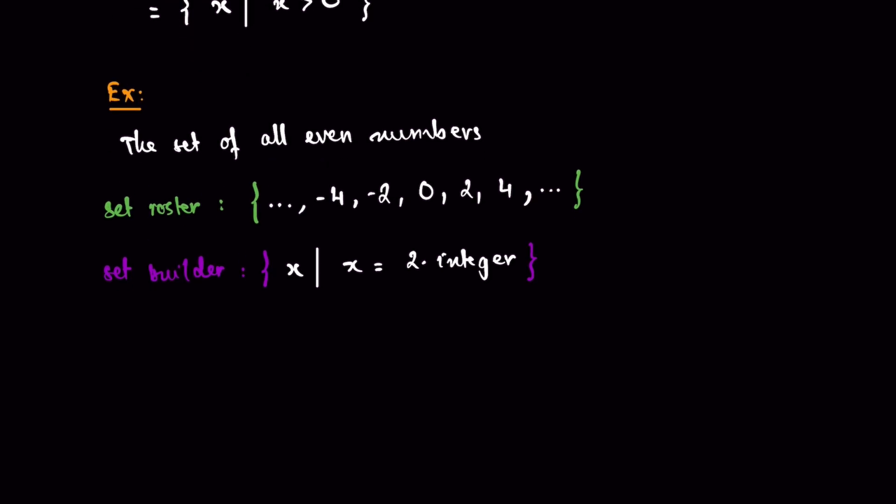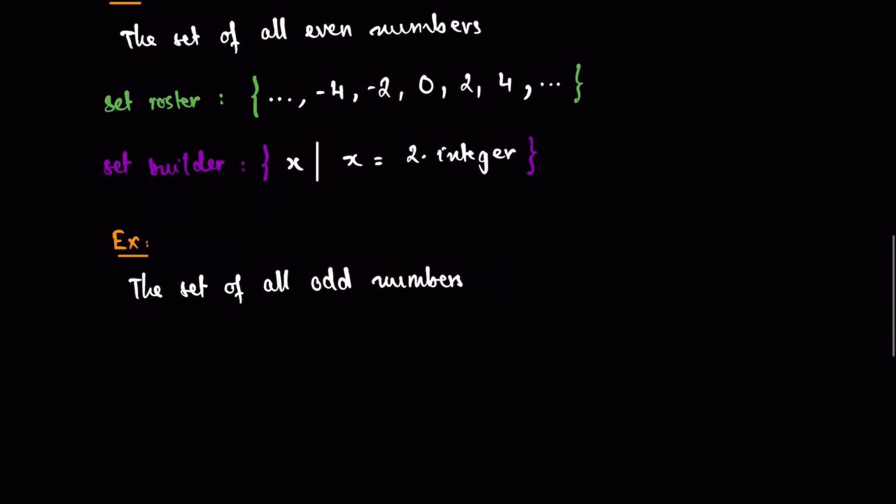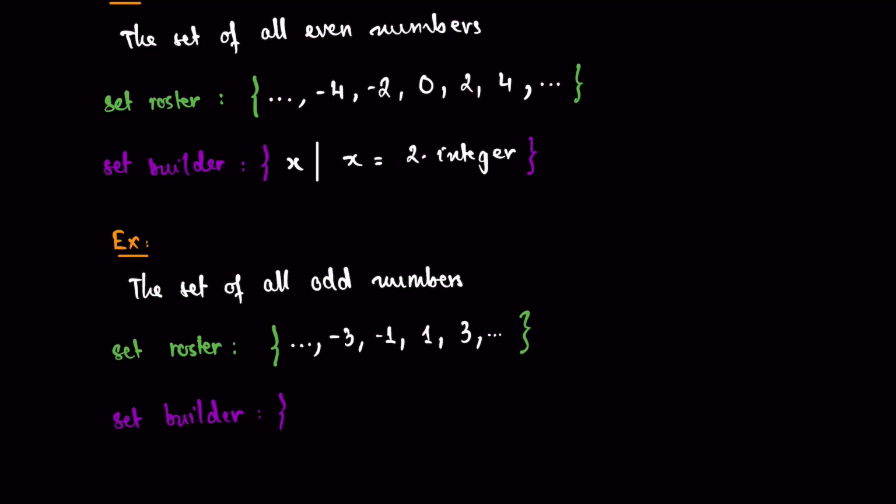Now we can do the same thing for the case of odd numbers. You want to also use two different ways to describe this set of all odd numbers. For the case of set roster notation, you can write down a few representatives of odd numbers, including -3, -1, 1, 3, and so on and so forth. And in terms of the set builder notation, you want to include all the values of x such that x is equal to 2 times an integer plus 1.